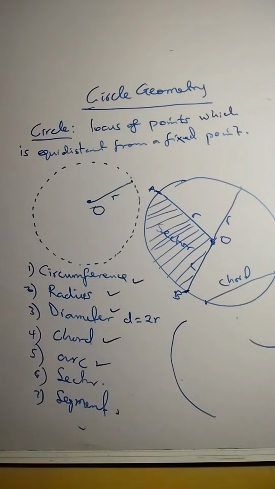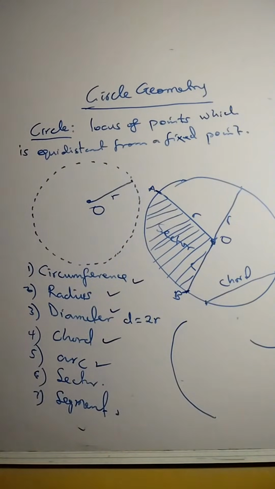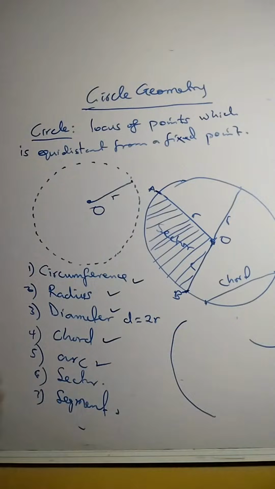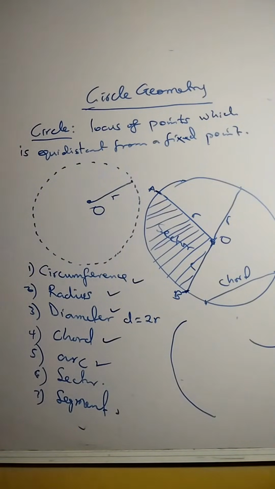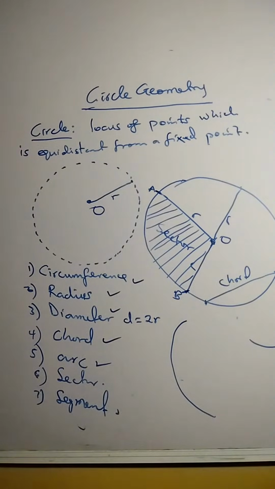So if we remove all of that line as well, the other part is also a sector, because it's also bounded by these two radii and this bigger arc. So the bigger sector is a major sector, while this shaded one is a minor sector. So we have what is called a sector and also a segment.